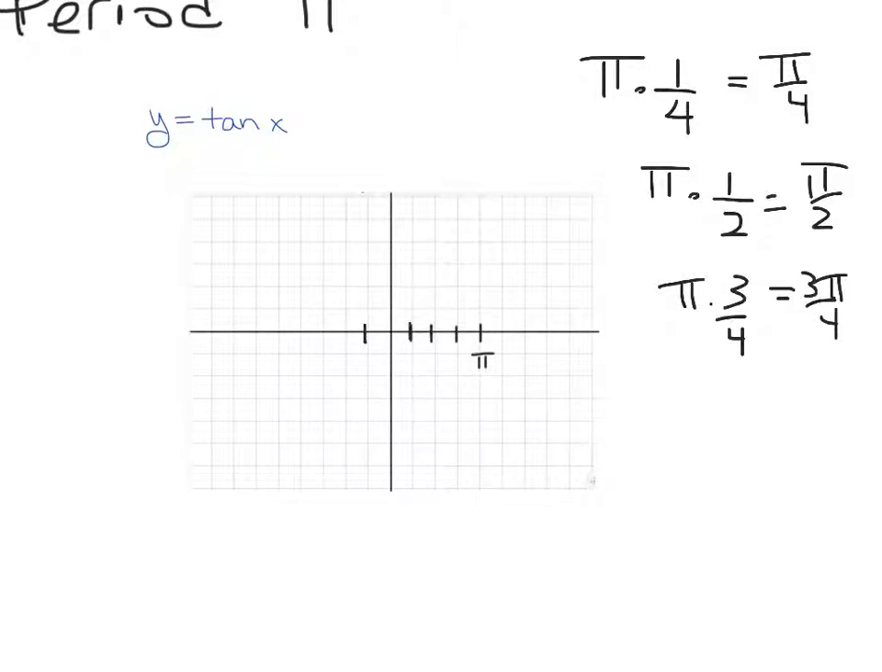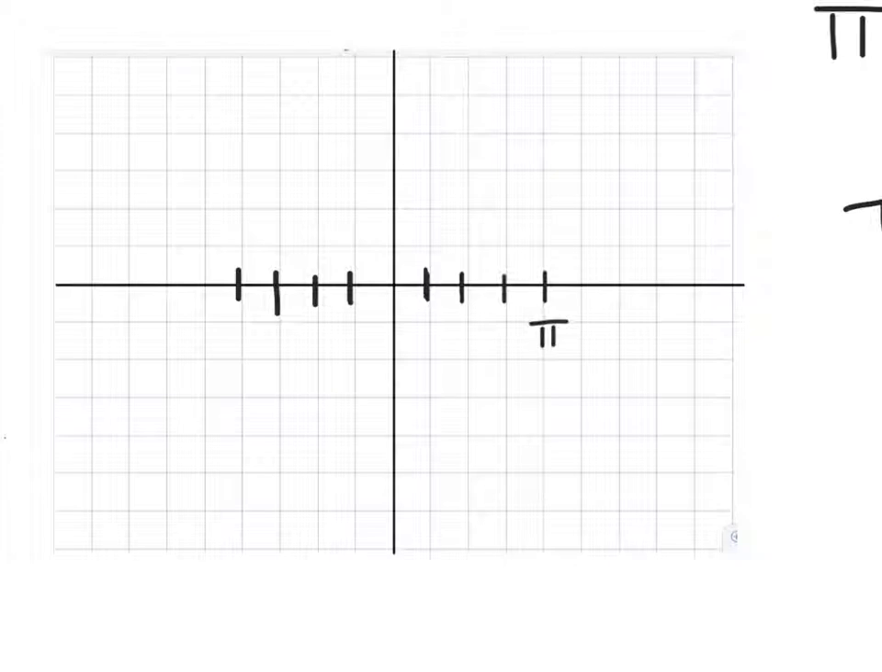And it's going to be the same thing on the left side of the y-axis. They're just going to be negative. So pi over 4. Let me make that a little neater. Pi over 4. Pi over 2. 3 pi over 4. Over here, same thing, but negative.